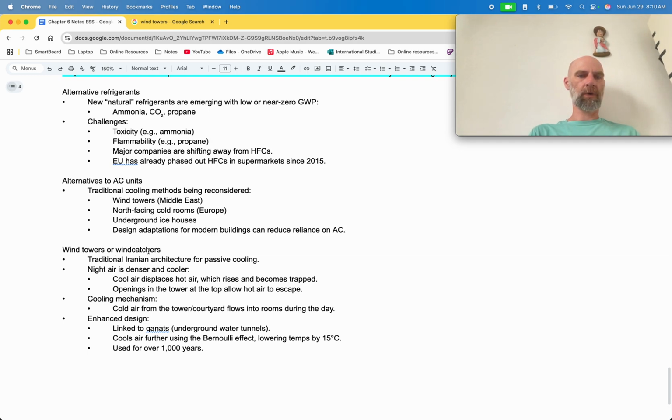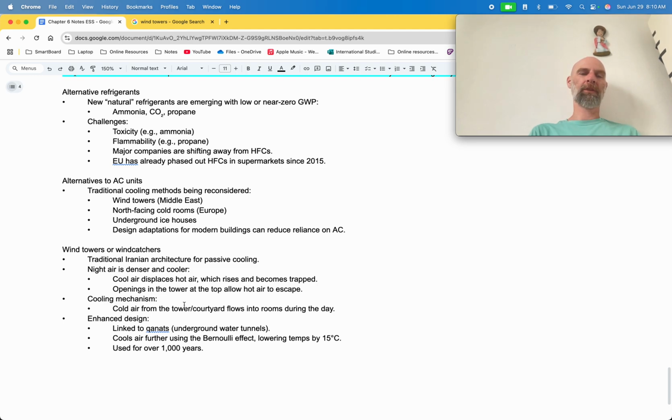Wind towers or wind catchers: traditional Iranian architecture. You might be able to ask the math teacher in our school. Oh my God, Amir. Okay, ask Miss Amir about it. For passive cooling, night air is denser and cooler. So, yep, the cooler air displaces the hot air, which rises and becomes trapped. Openings in the tower at the top allow hot air to escape.